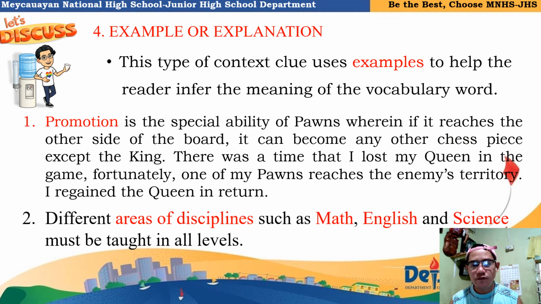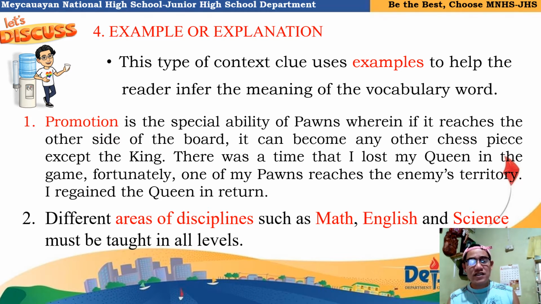Now, finally, for the last type of context clue, we have example or explanation. This is a type of context clue that uses examples to help the reader infer the meaning of the vocabulary word. There's a slight difference between example and explanation. When we say example, you are enumerating, or giving out examples. However, when we say explanation, it's like you are narrating or giving personal accounts. When you exemplify, you enumerate. But when you explain, you are narrating or giving off personal accounts.